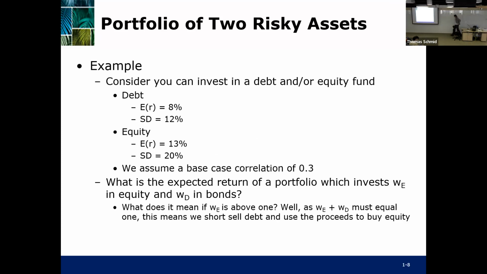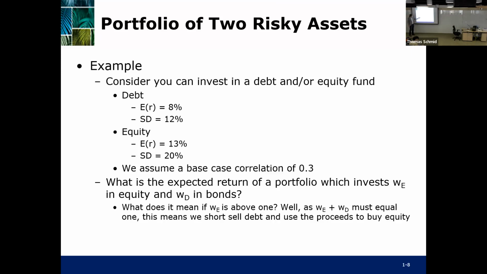So now let's do an example. Let's add some values to that. Let's say that the debt fund has an expected return of 8%, the equity fund has an expected return of 13%, and the standard deviations are 12 and 20. We assume a base correlation of 0.3, but we will actually change the correlation quite a bit.